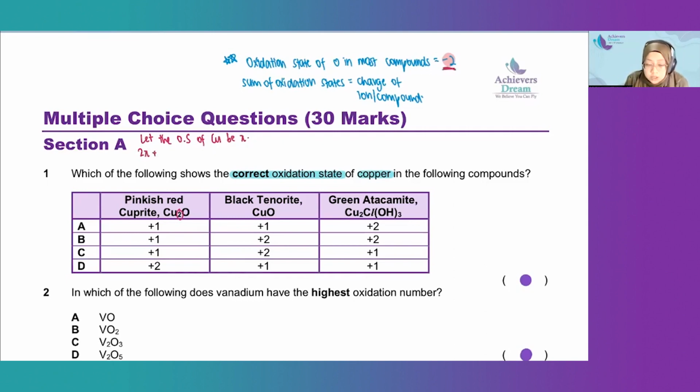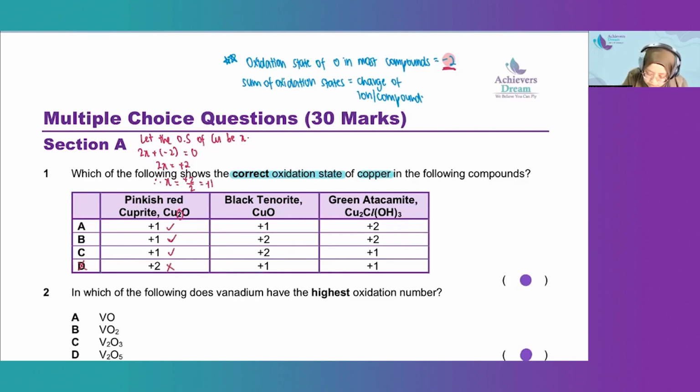We have already established just now that in most compounds, the oxidation state of oxygen is -2. So 2x minus 2 is equal to the overall charge of the compound. Compounds are neutral, so the overall charge is 0. So you just have to solve for x. So 2x is equal to plus 2. Therefore, x, the oxidation state of copper in cuprite, is actually plus 2 divided by 2, which is plus 1.